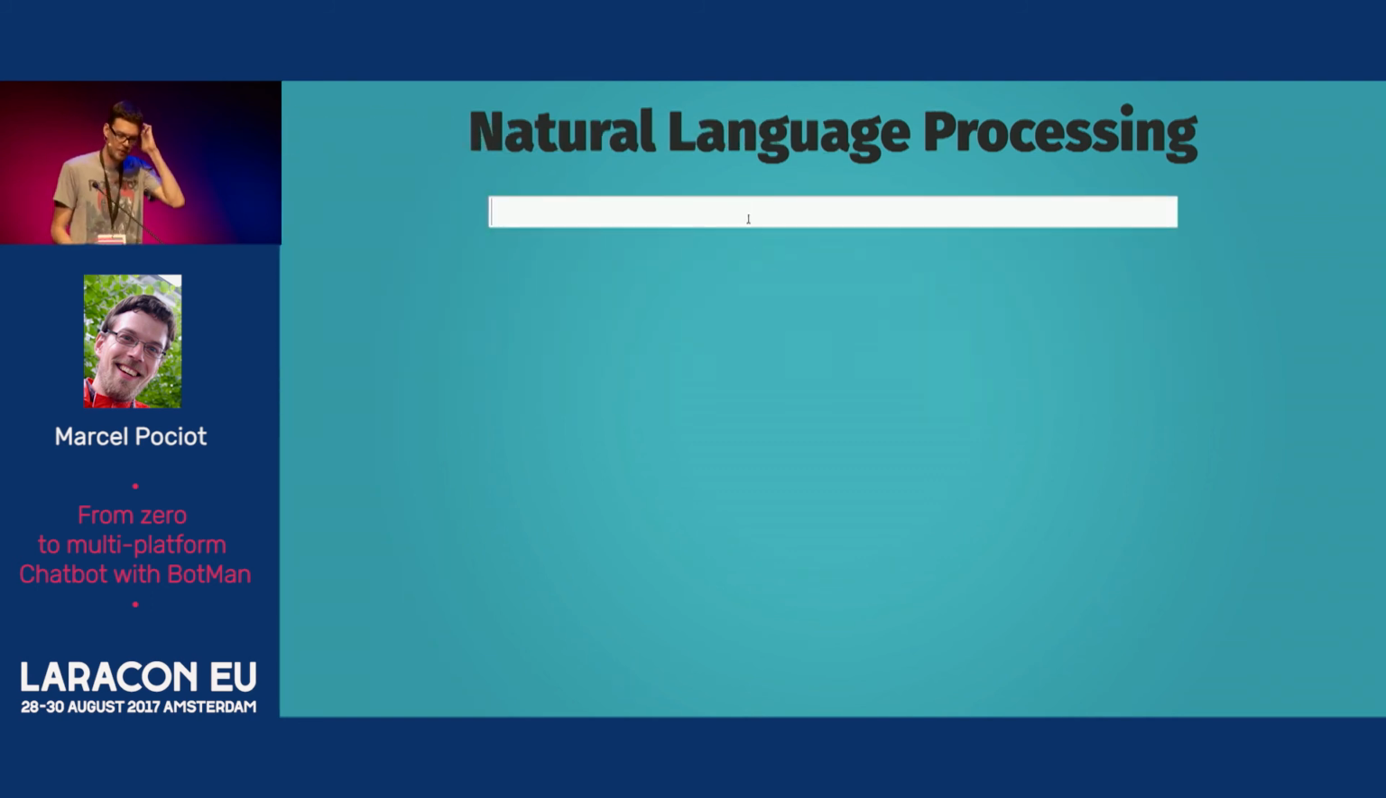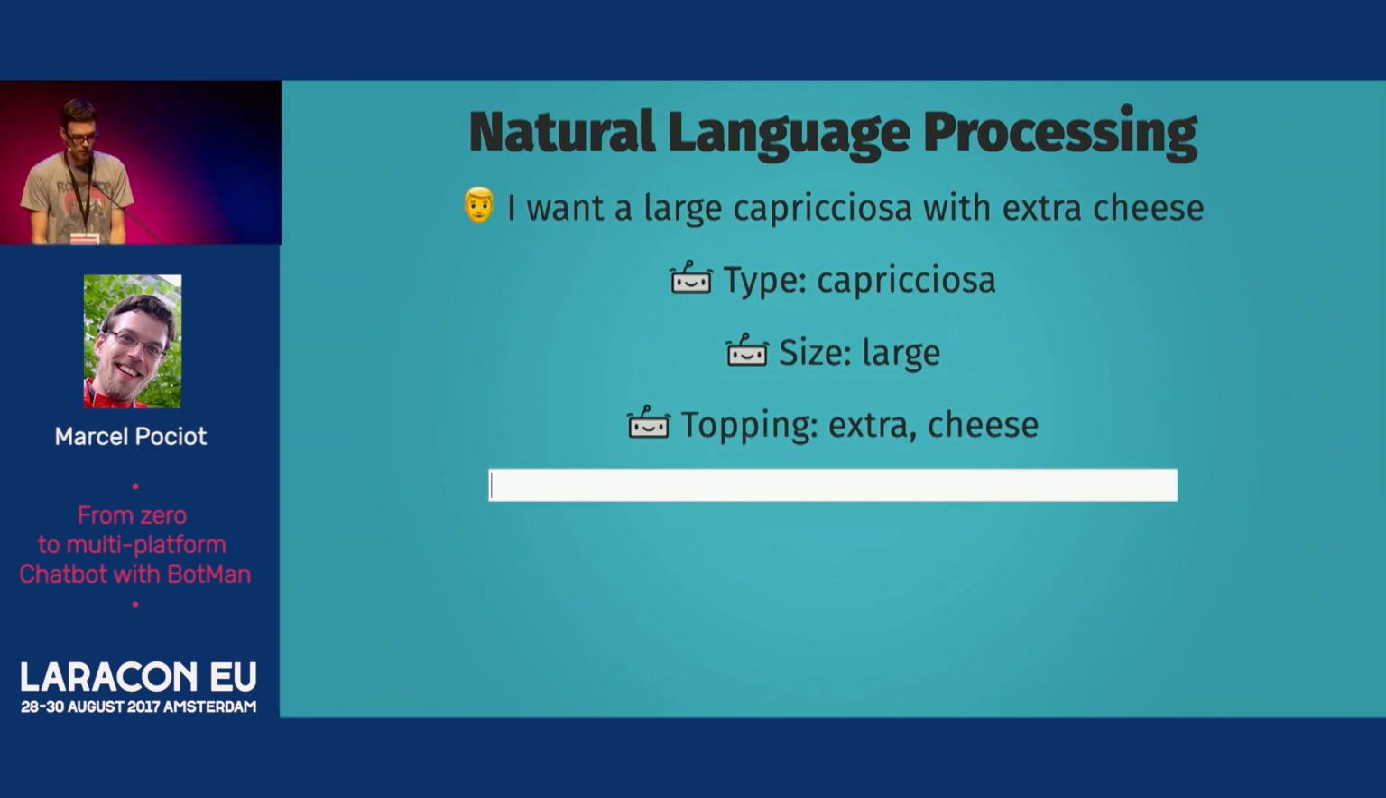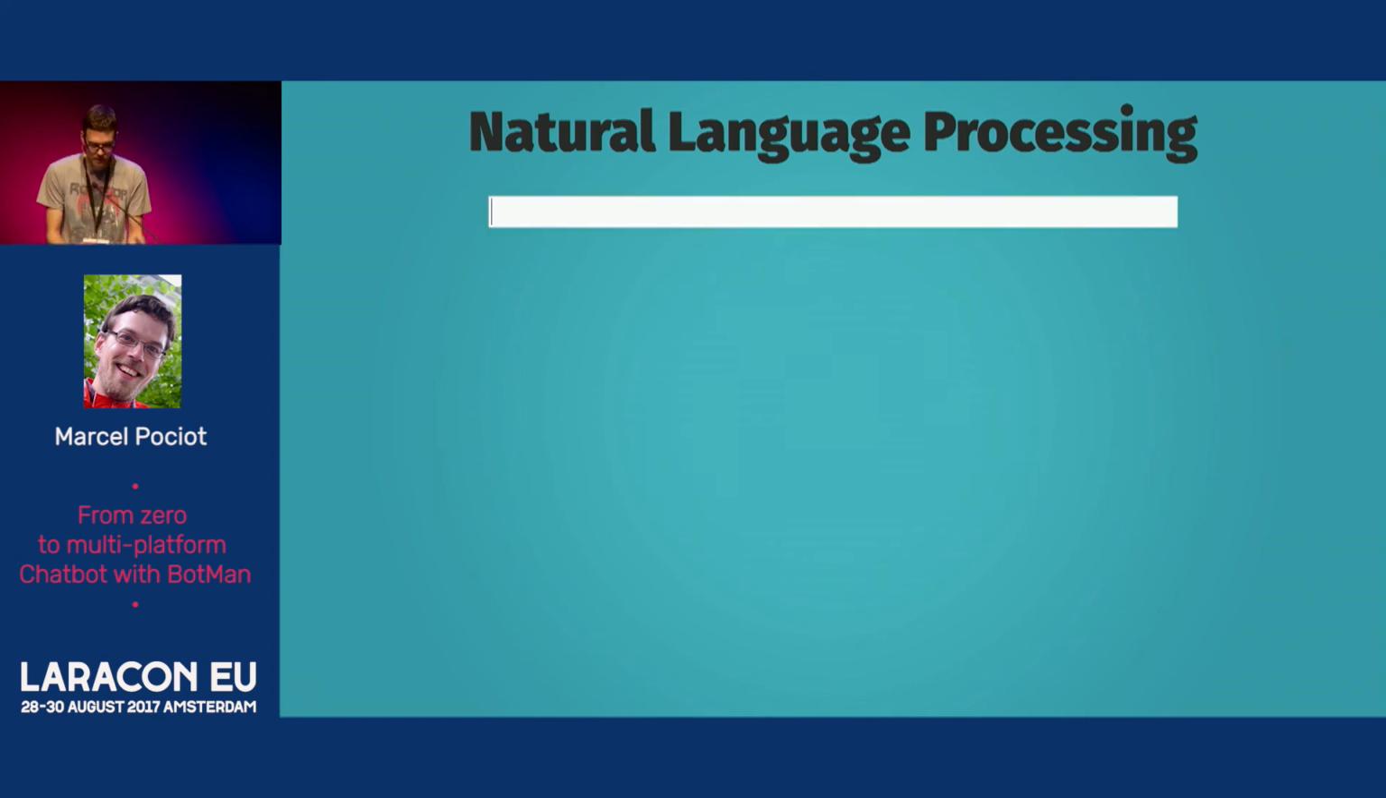And as I said, this is possible with an open source package too that you have locally installed. So I don't know, I want a large capricciosa with extra cheese. This sentence will then get passed to the local Python service, and it's going to figure out, okay, the type of pizza is capricciosa, the size is large, and the topping is extra cheese. And once again, this is not limited to how the user enters the information. You can also say, I am hungry, I want a large margarita with onions.